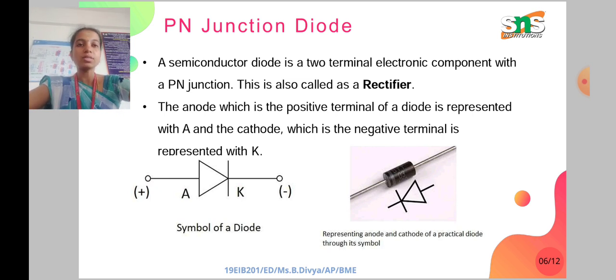The anode, which is the positive terminal of the diode, is represented with A, and the cathode, which is the negative terminal, is represented with K. Here is the symbol of the diode, where A is the positive terminal, called the anode, and K is the cathode, which is the negative terminal. On the right side we have the diode equivalent.